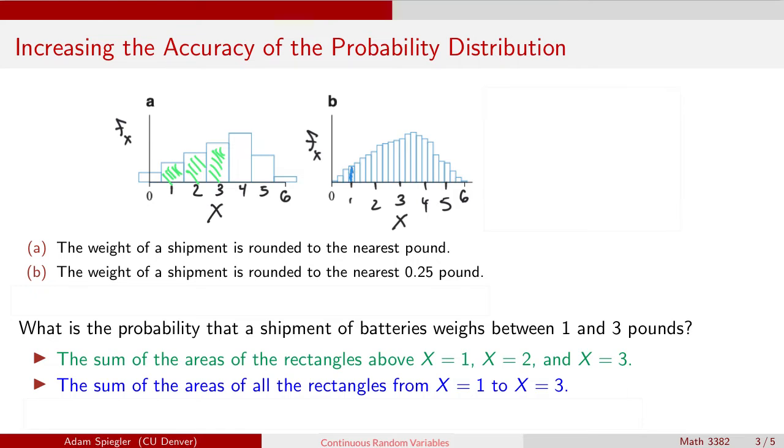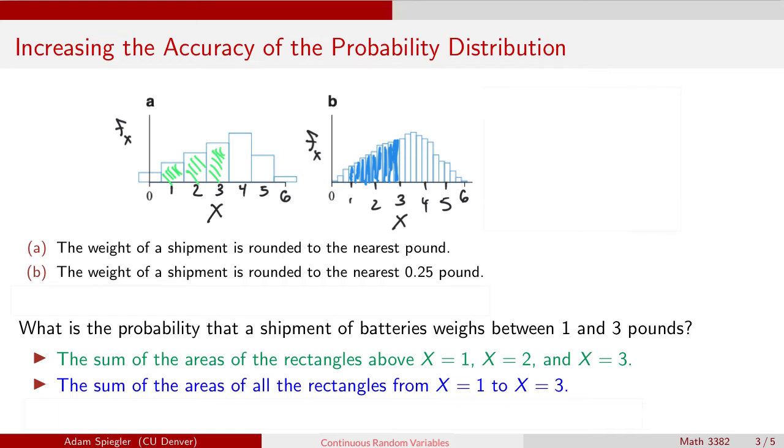So I might add up this rectangle, this rectangle, this rectangle. We're going to add up all of these rectangles between 1 and 3. So we would stop over here. So now we can think about the area of all of these rectangles as telling us an approximate probability that a randomly selected shipment would weigh between 1 and 3 pounds.